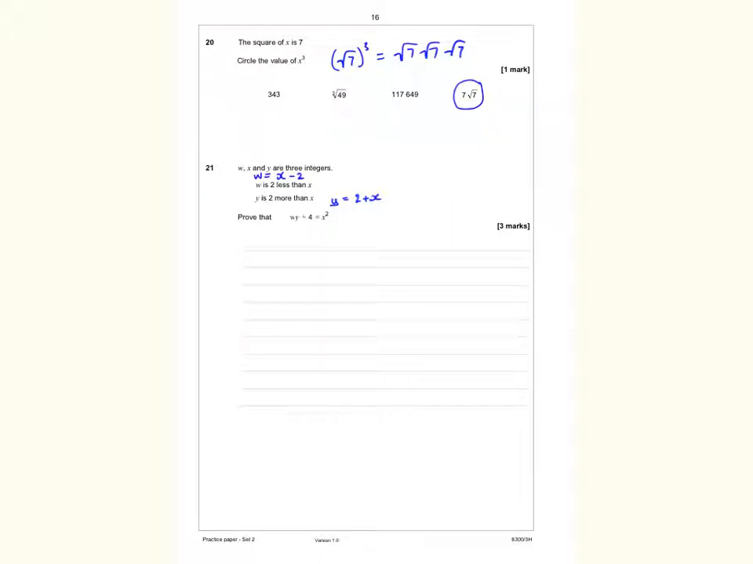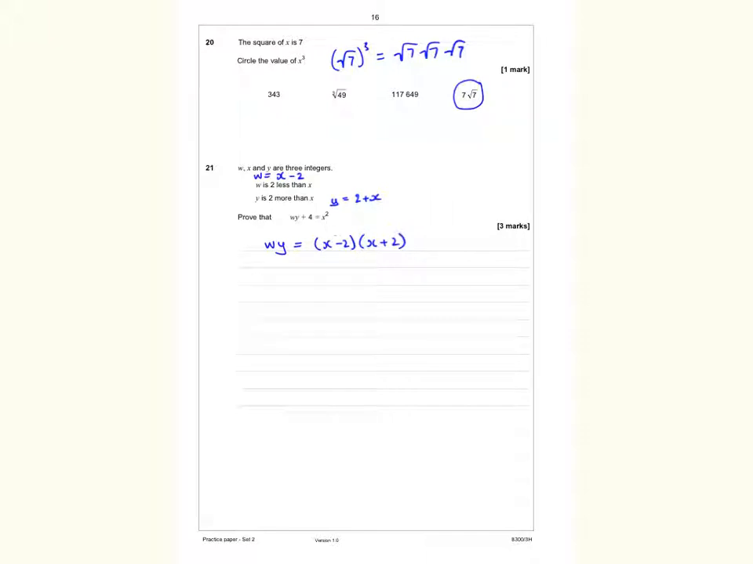So if I multiply wy, I will get something, and I know that I'll have wy then. So if I say wy, what is that going to be equal to? Well, that is x take away 2 times x plus 2. So remember, in the proof question, we are just trying to do whatever we can. So we looked at this wy part.